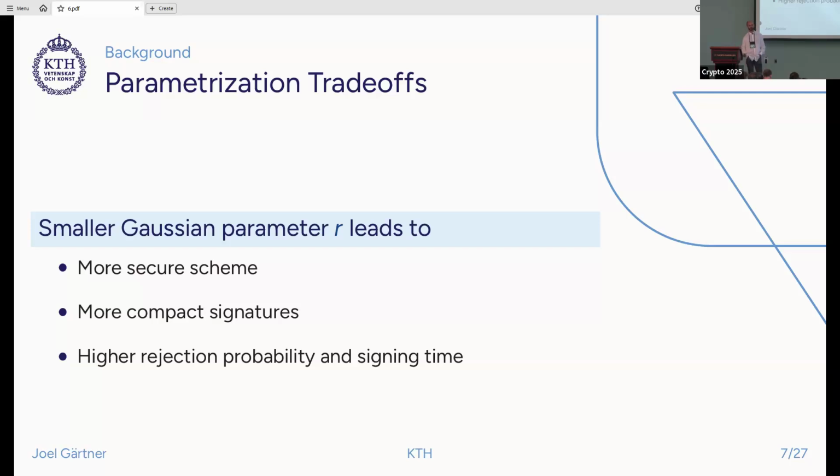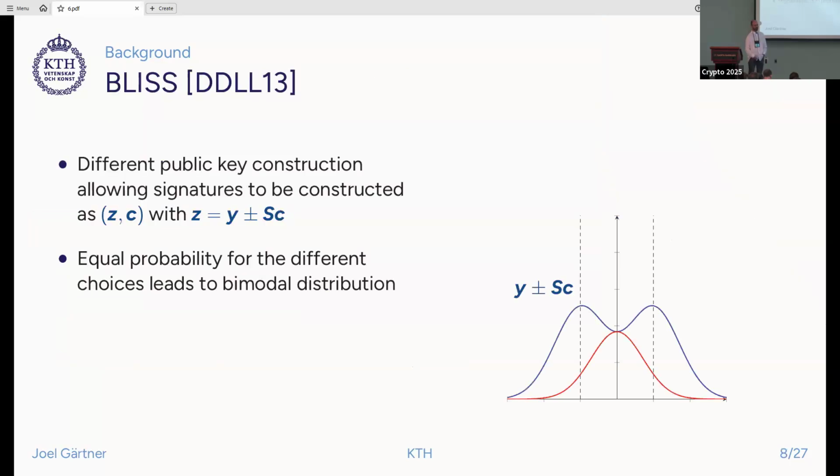However, decreasing the Gaussian parameter leads to a higher rejection probability and therefore to a less efficient scheme due to requiring more restarts. And because of these trade-offs on the Gaussian parameter R, if we create a better rejection sampling method, this may improve many different aspects of the scheme and not only the efficiency of the scheme.